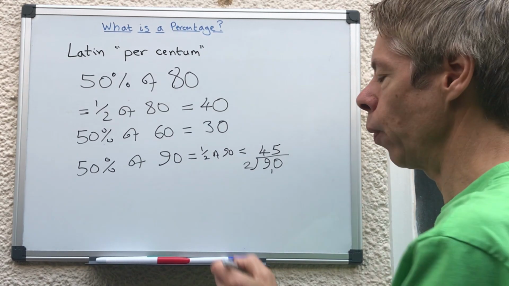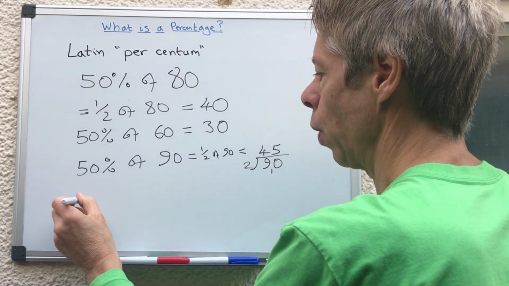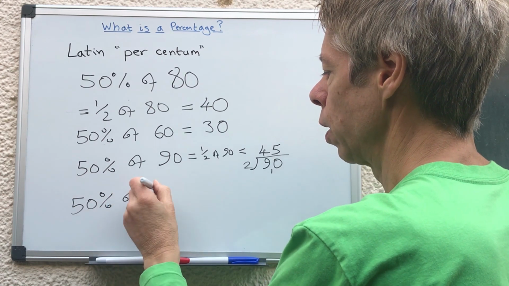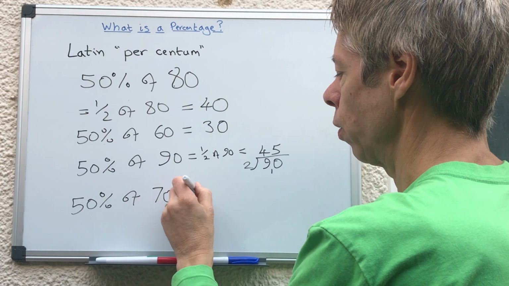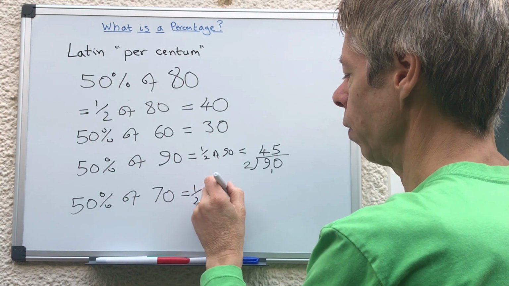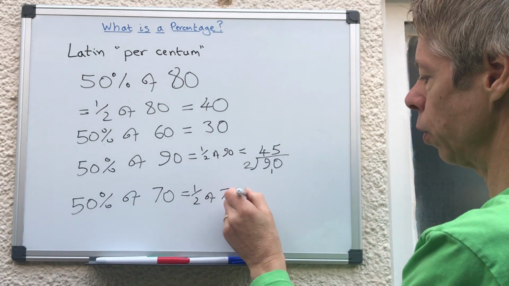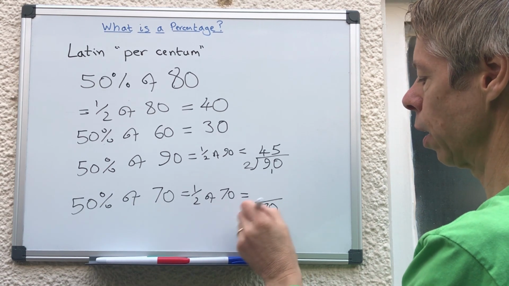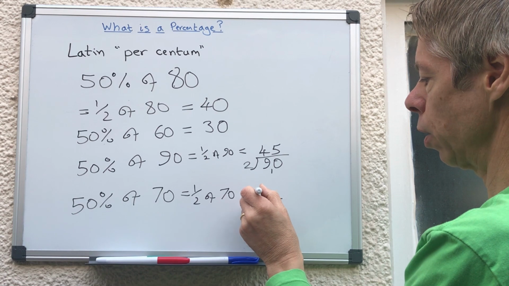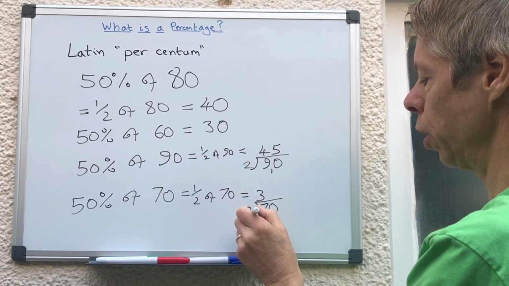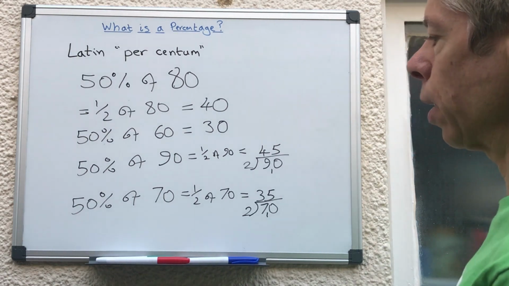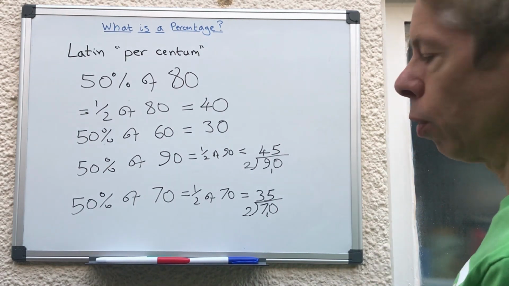And obviously you can do that with any number. So say you had 50% of 70, obviously that's half of 70. So we do 2's into 70. 2's into 7 is 3, remainder 1. 2's into 10 is 5. Okay, so that's just working out 50%.